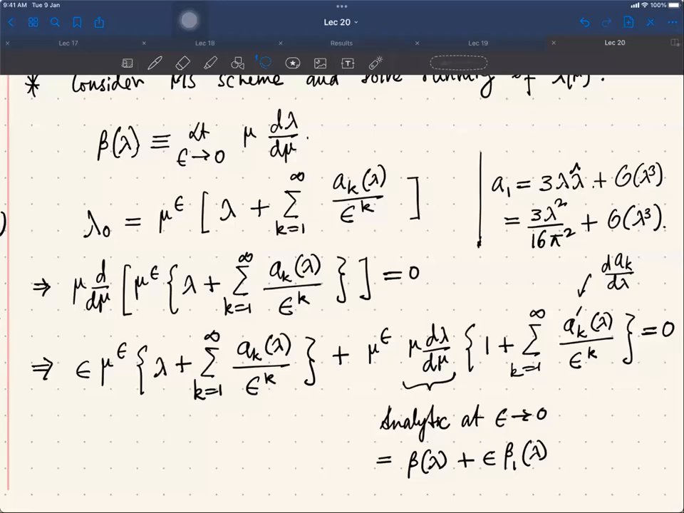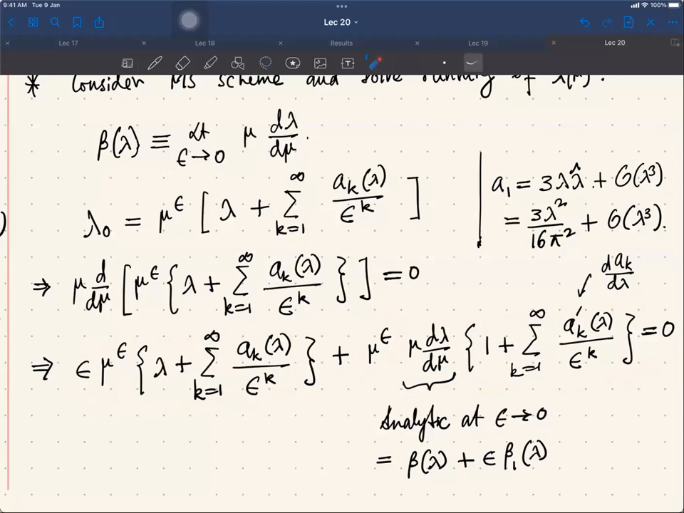Okay, we will begin with this equation, this one, and we'll further analyze it. Mu to the power epsilon, this factor is a common factor, so it goes away. Then epsilon is an arbitrary parameter which is tunable, and we should just collect terms of each power of epsilon and set them to 0. That is basically what we are going to do.